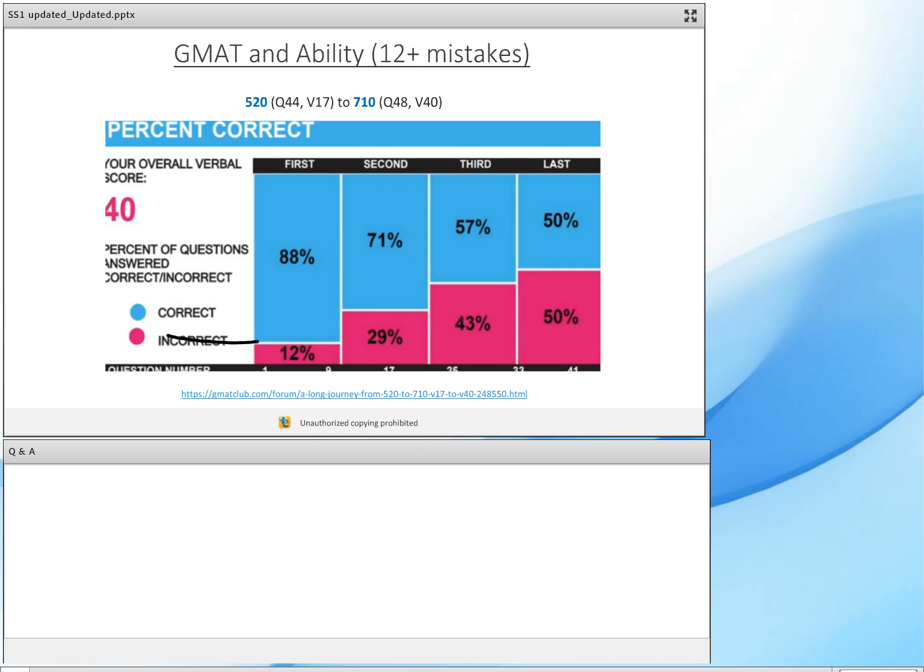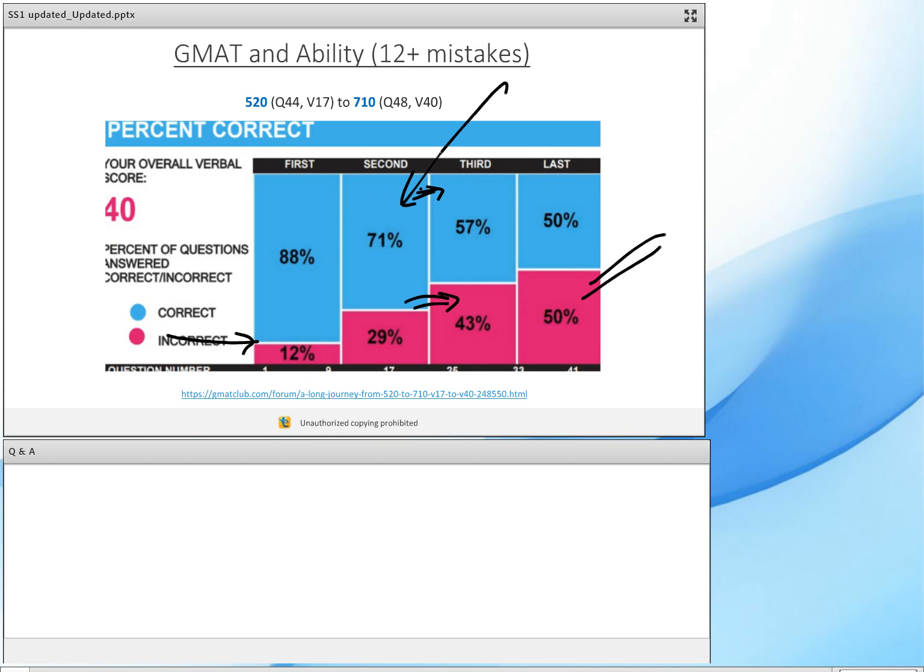Here is his ESR. Now, the reason why he was able to get to a V40 despite making 12 mistakes was because he did the first part pretty much all correct. He did the second part, most of it right. And by the time he got to the third block of questions, around question number 20 or so, the test was serving extremely difficult questions to him. And he started making mistakes over there, and you're going to make mistakes if the test serves difficult questions to you. But because he had already proven to the test that he has a high ability, even making mistakes over here did not impact his score very much.